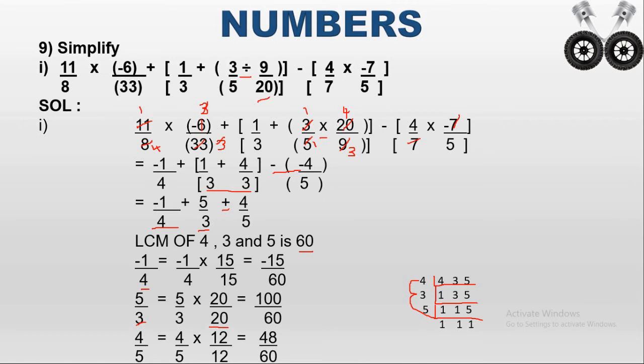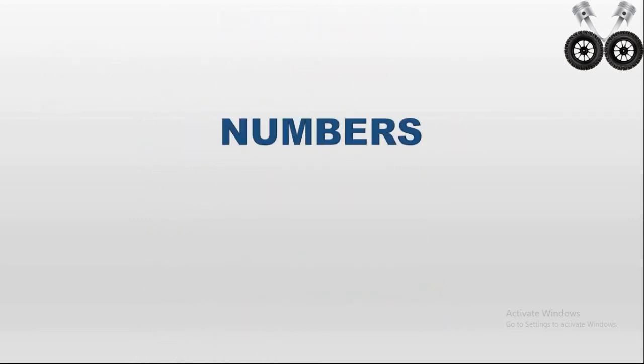Then the third rational number is 4 by 5. Here the denominator is 5. We have to convert the denominator 5 equivalent to 60. So up and down we have to multiply by 12. So 4 into 12 is 48 divided by 60. Now we can simplify.